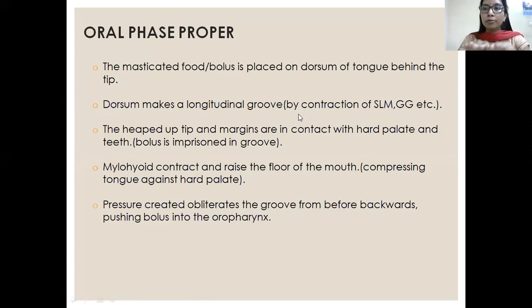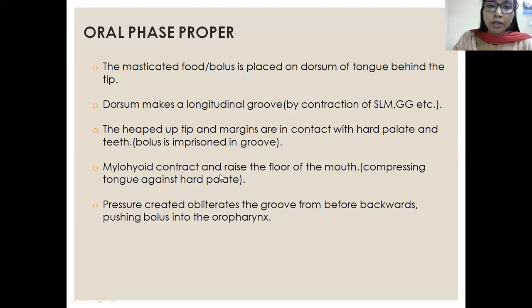So when this groove forms, automatically the edges need to be elevated. So this tip and the margins get elevated. The tip of the tongue contacts with the hard palate like this, and the margins of your tongue contact with the teeth. So when you try to swallow, you will see that the tip of your tongue is attached to your hard palate, whereas the margins or the outer sides of the lateral parts of the tongue get elevated and touch the teeth. So by that way, the food bolus is imprisoned in the longitudinal groove of the tongue.